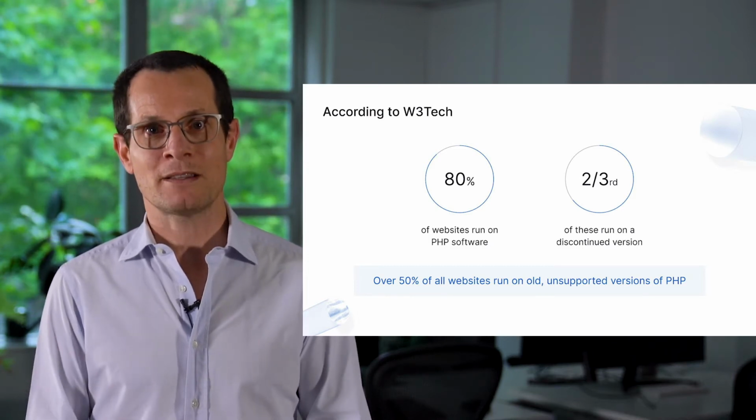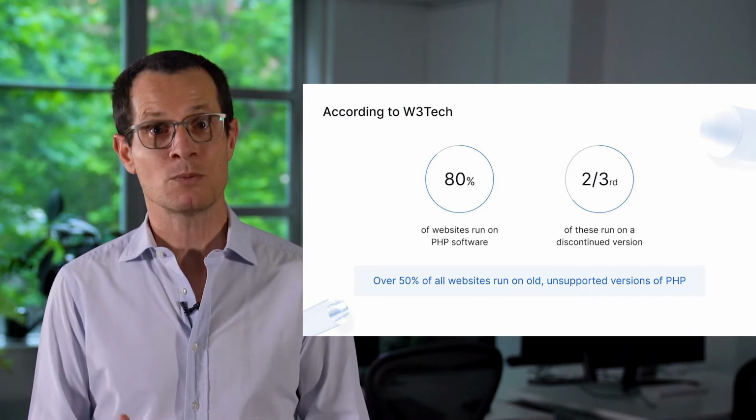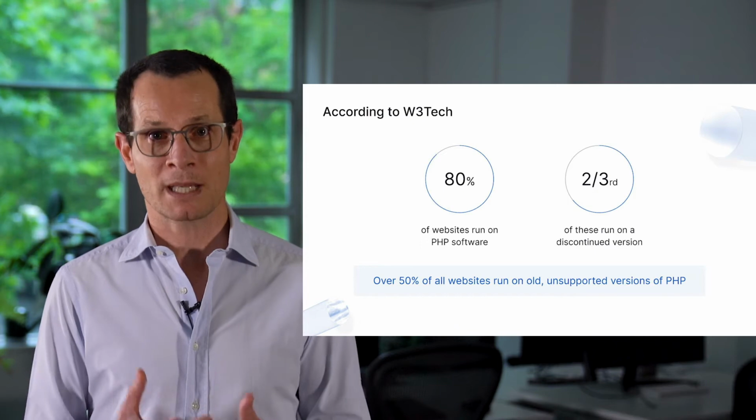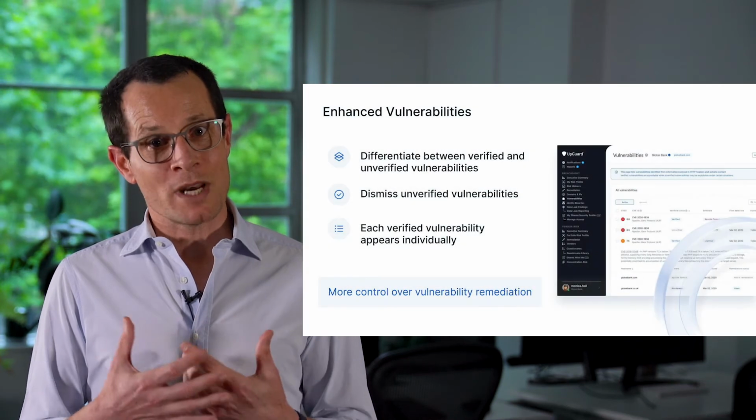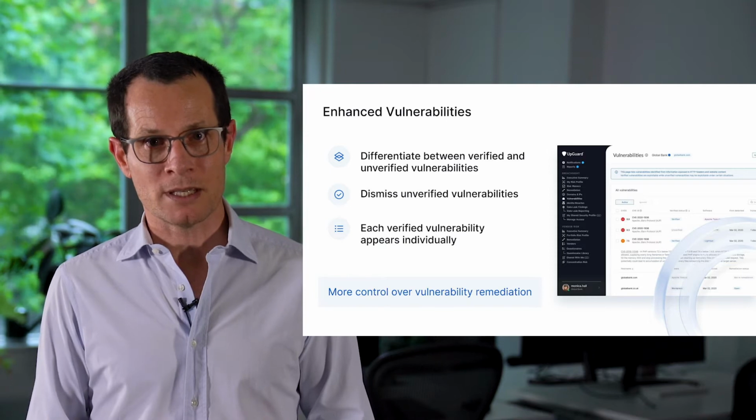Combine this with the fact that in 2019, 11% of newly discovered vulnerabilities were linked to PHP, and it becomes clear that an enormous number of websites are at risk. We've been helping our customers identify these vulnerabilities for some time, and now we've made our vulnerability detection even better. One of the improvements we've made is that we now differentiate between verified and unverified vulnerabilities.